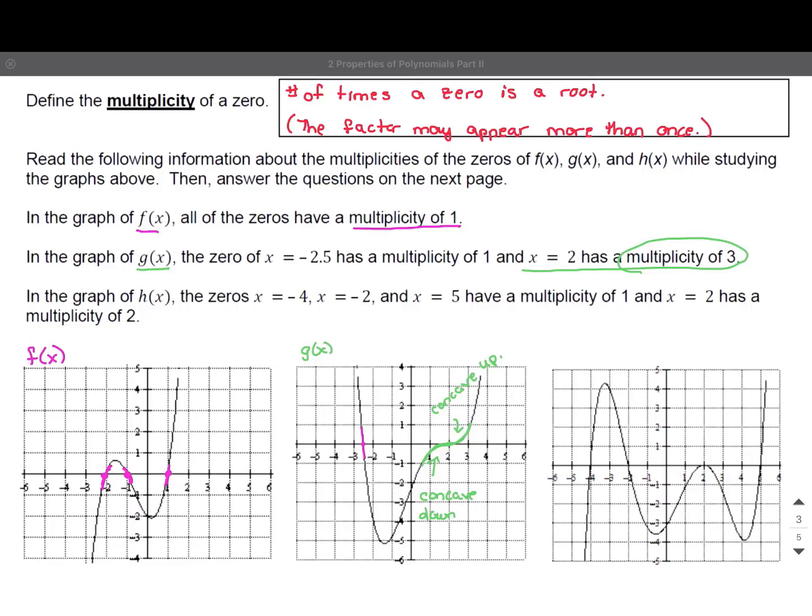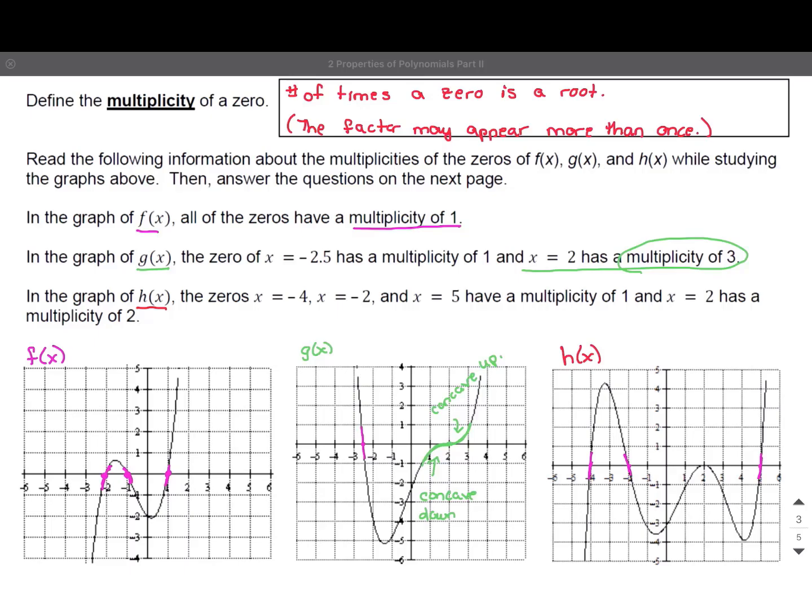Now let's take a look at the third graph. This was the graph of h of x. Now, h of x has zeros at x equals negative 4, x equals negative 2, and x equals 5 that each have a root of multiplicity 1. Notice the graph cuts through at each of those 3 points and no major changes to the graph. The curvature doesn't change. It's curved down, it's curved down, it's curved up, and it didn't change.